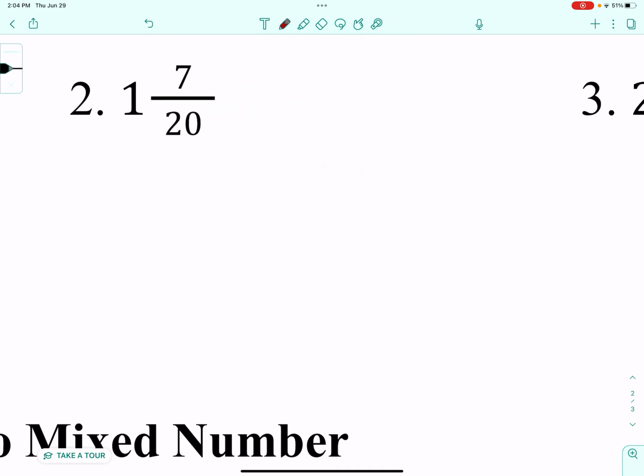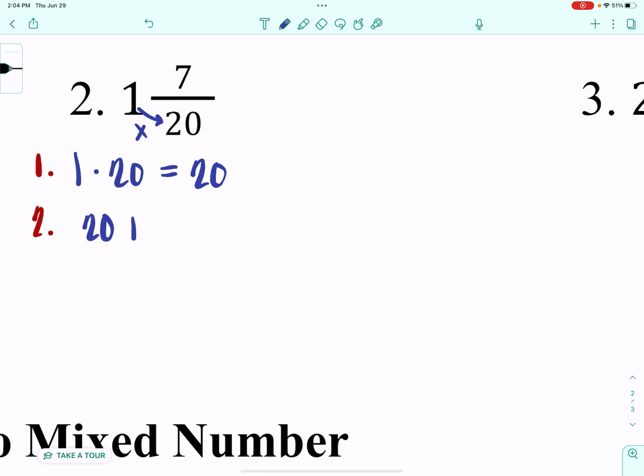I'm going to write out the steps because I am a steps kind of girl. Step 1 said to multiply the integer times the denominator. I know that 1 times anything is the thing, so 1 times 20 is 20. Step 2 said to take that answer and add the numerator. Well, 20 plus 7 is 27.